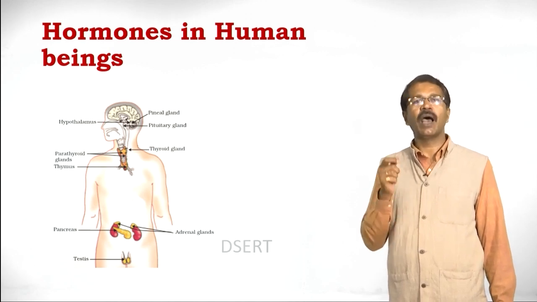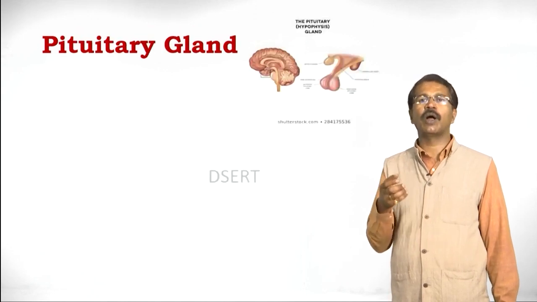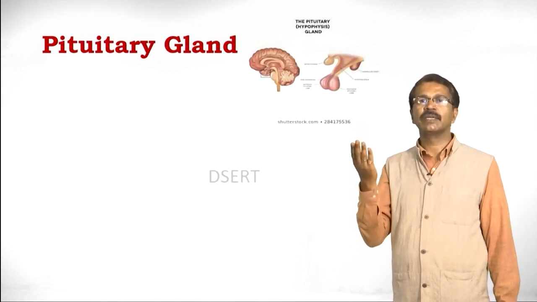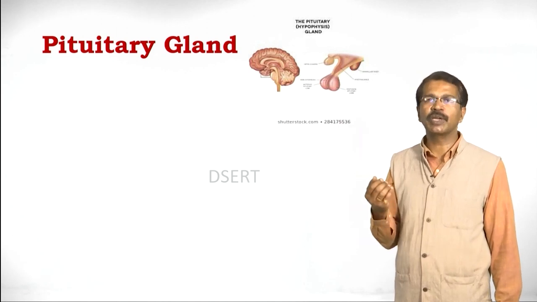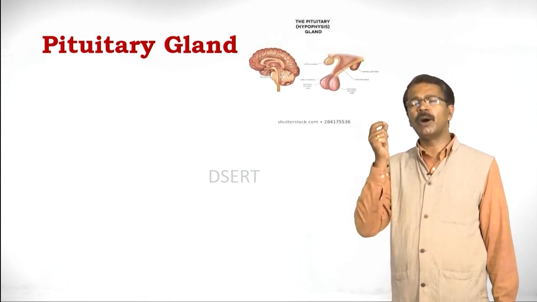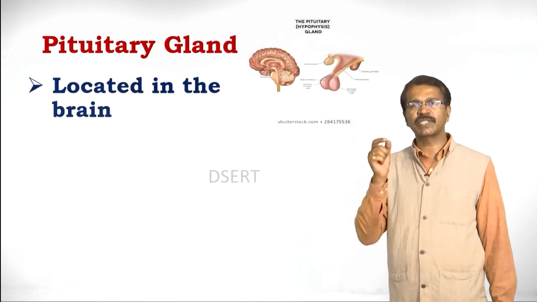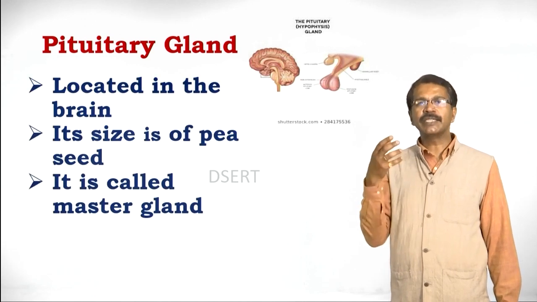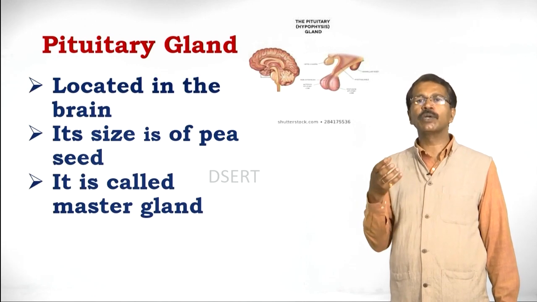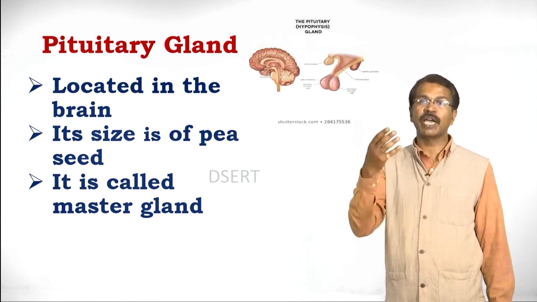Now let us study how these glands help in control and coordination. Look at the diagram or the picture. The pituitary gland, as I said, is present in the brain, and among all the glands it is the smallest. It is about the size of a pea. It secretes a hormone called growth hormone. Apart from that, this pituitary gland controls all the other glands which I mentioned.